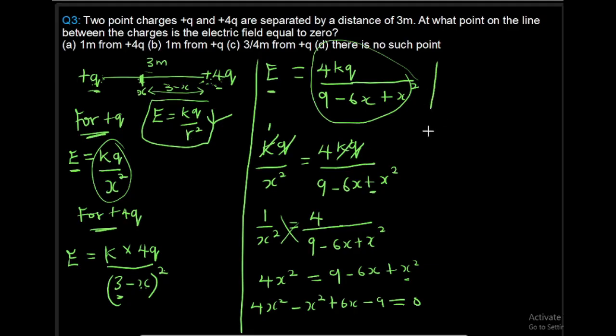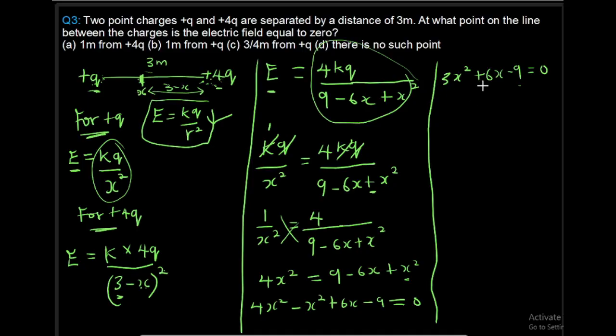So if we simplify further, we're going to have 4x squared minus x squared rather. That's 4x squared minus 1x squared, which gives us 3x squared. All right, we have plus 6x minus 9 equals 0. So try to simplify this quadratic equation to get our answer.